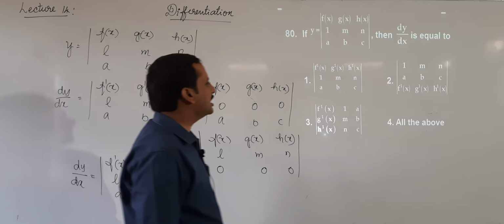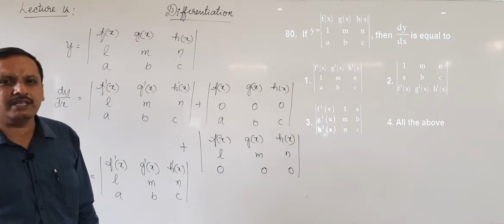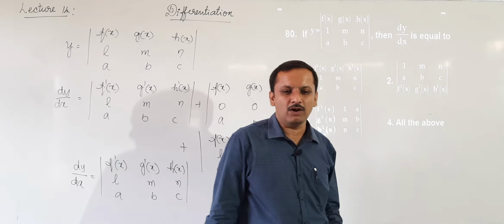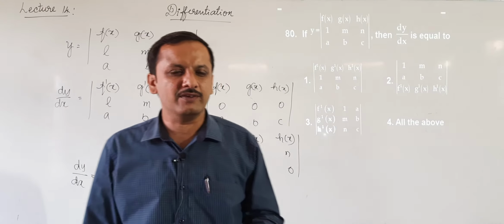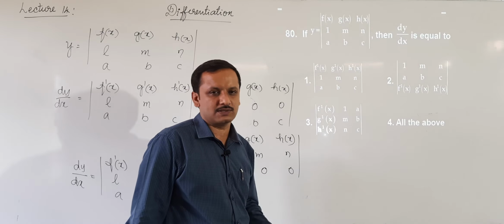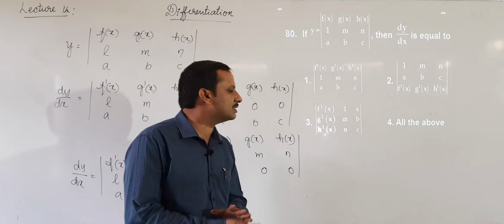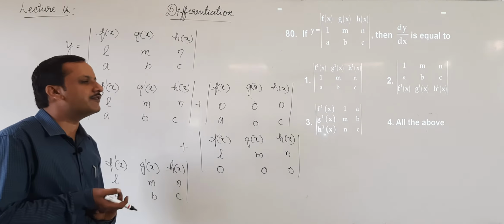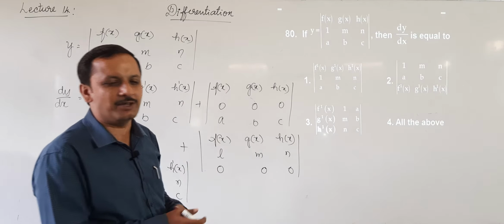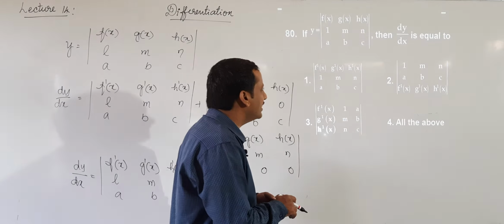Okay? Which is the first option, f dash of x, g dash of x, h dash of x, L, M, N, A, B, C. But just to keep an eye on the fourth option here, all the above is there. So, you have to be careful and cross check whether the second and third are also answers or not. So, clearly the first option is the answer. What is the difference between the first option and the second option? Any other difference is there?